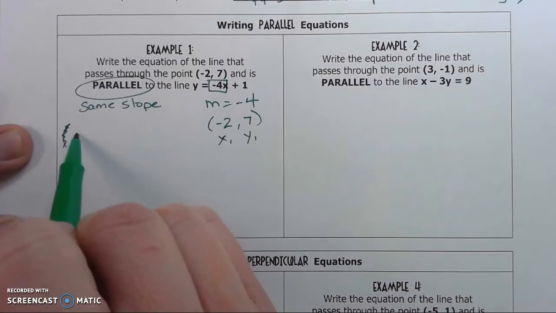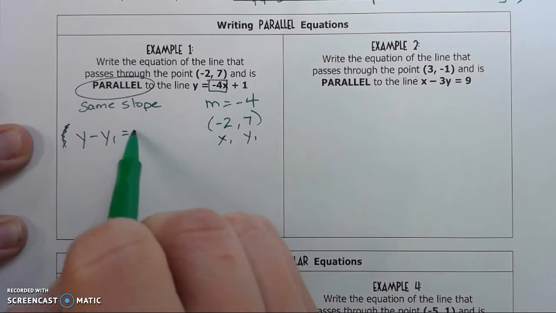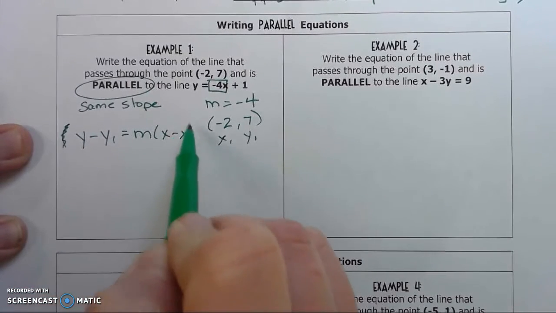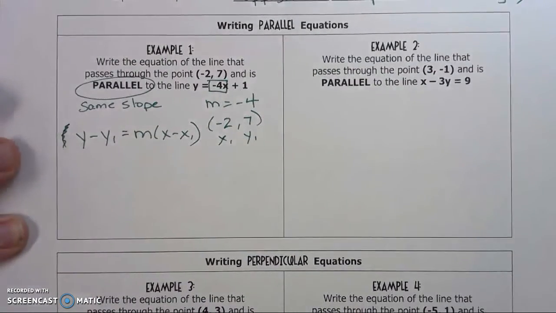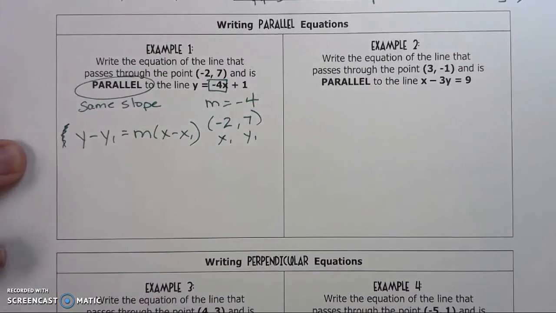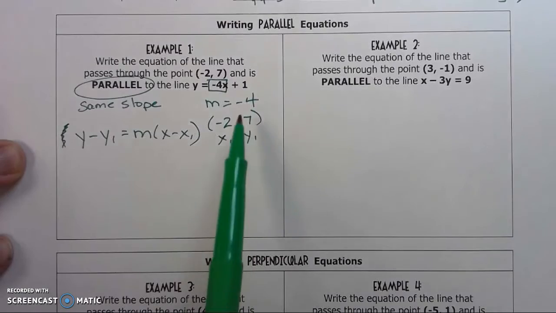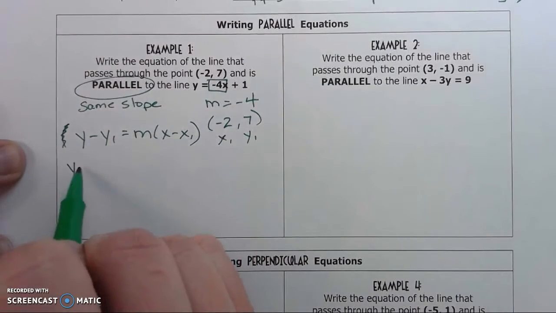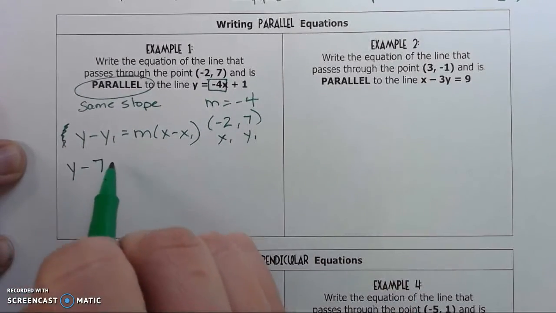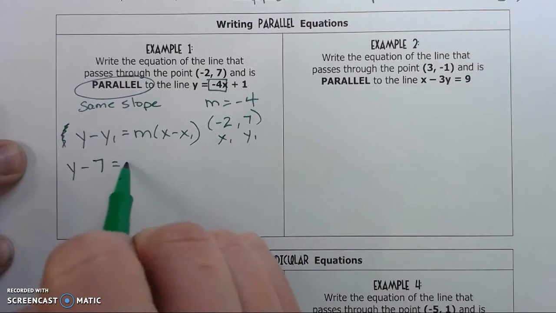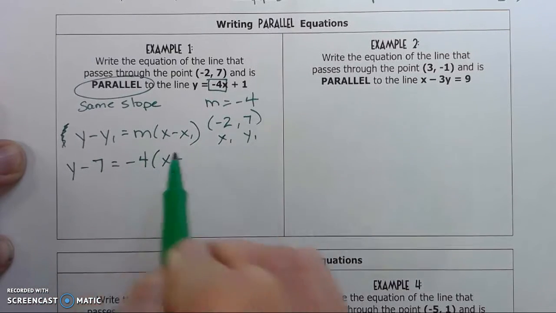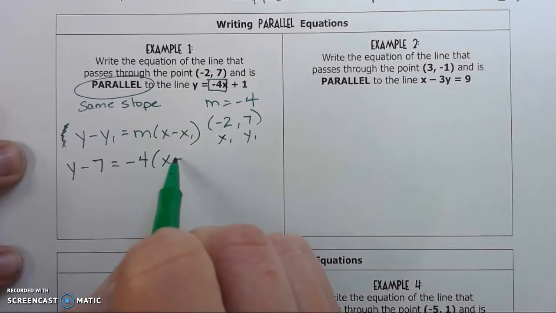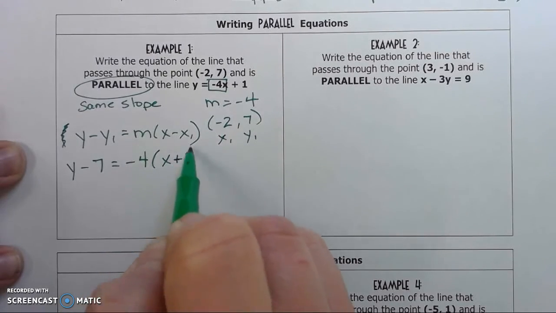So I actually don't need that. So y minus y1 equals slope times x minus x1. And then I'm going to rewrite that with my x1, y1, and slope plugged in. So y minus y1 is 7. Slope is -4 times x minus x1 is -2. So minus -2 is actually plus 2.